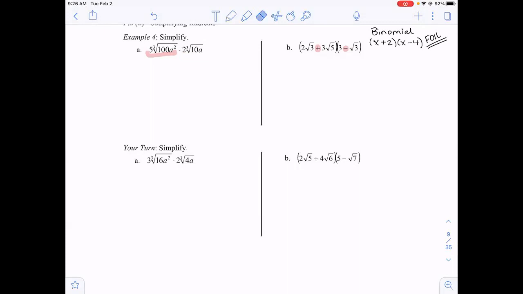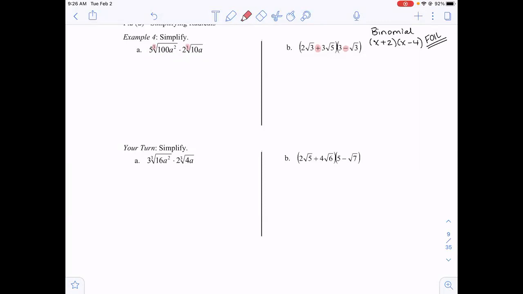This one here, honestly, probably has to be my least favorite problem, just because the numbers get so large, but other than that, it's not difficult. So for this one, a couple things we have to look at. First of all, before we can even multiply these two together, they have to have the same index. And do they have the same index? They certainly do. So now I can multiply everything together.